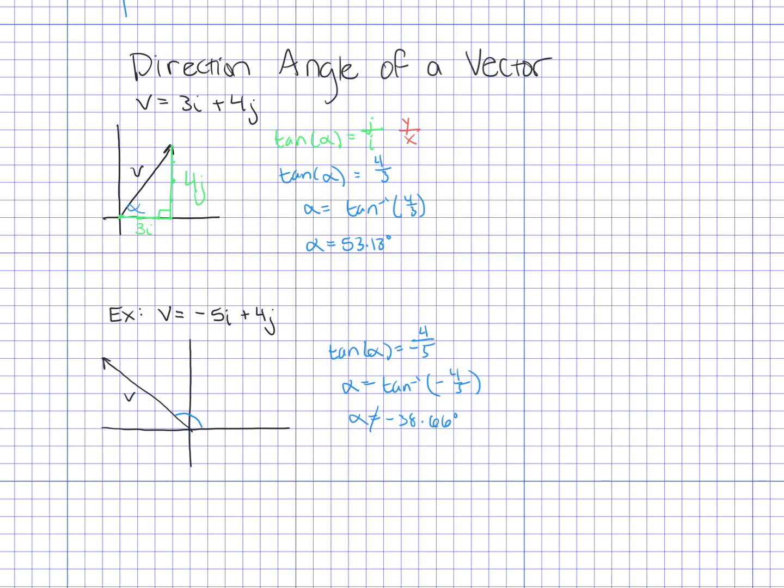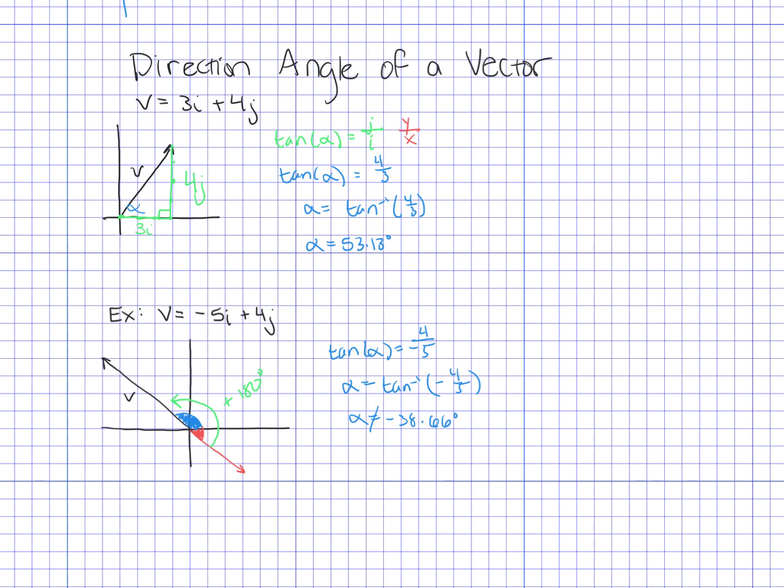What's happening here is because of this tangent inverse, our calculator is only giving us a quadrant 4 answer. So it's really giving us this angle right here, which we don't want. We want this angle here. So whenever we are looking for an obtuse angle or an angle larger than 90 degrees, what we're going to have to do is add half of a circle or 180 degrees to find our actual answer.